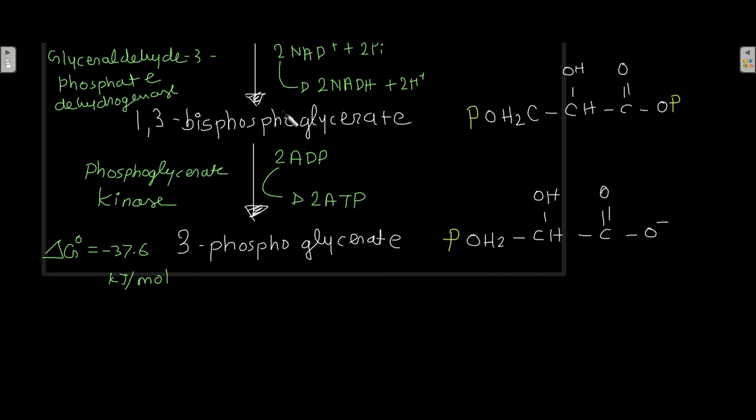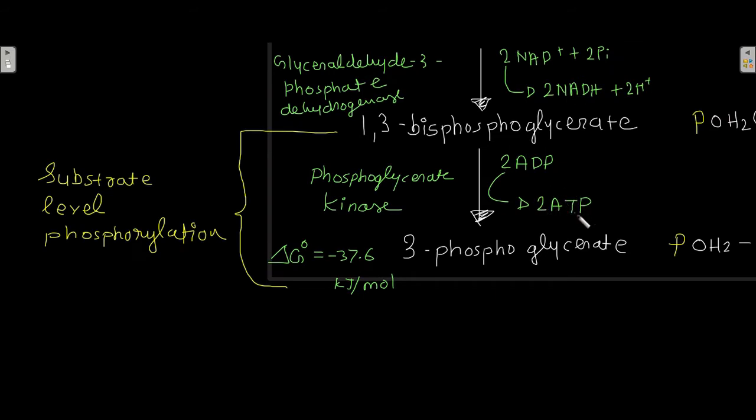In this process, the most important thing is that 2 ATPs are being produced. There is phosphorylation of ADP into ATP. Therefore, we say that in this step substrate level phosphorylation is taking place. When 1,3-bisphosphoglycerate is converted into 3-phosphoglycerate, substrate level phosphorylation takes place.